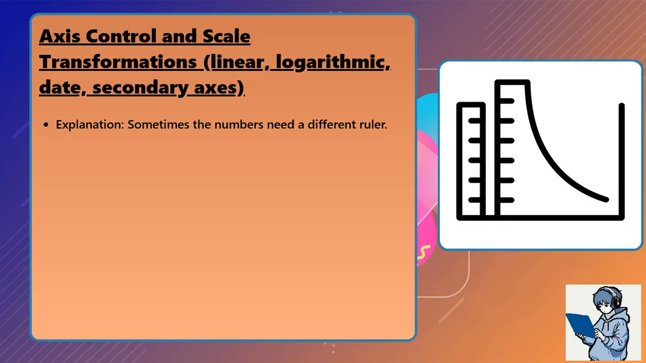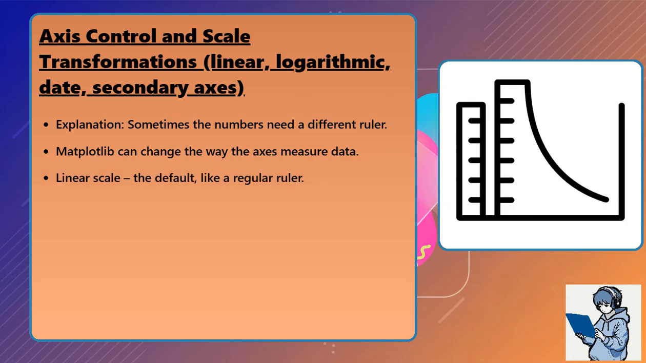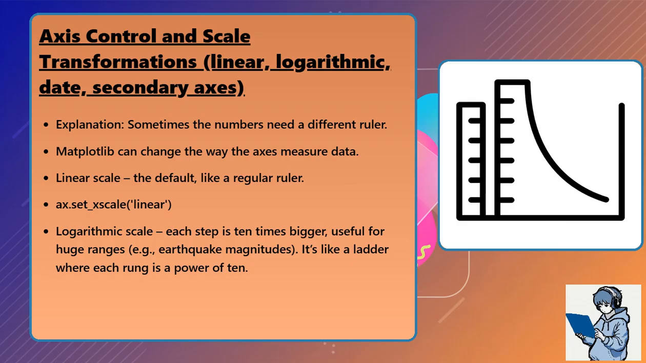Sometimes the numbers need a different ruler. Matplotlib can change the way the axes measure data. Linear scale, the default, like a regular ruler: ax.set_xscale('linear'). Logarithmic scale, each step is 10 times bigger, useful for huge ranges, for example earthquake magnitudes. It's like a ladder where each rung is a power of 10.